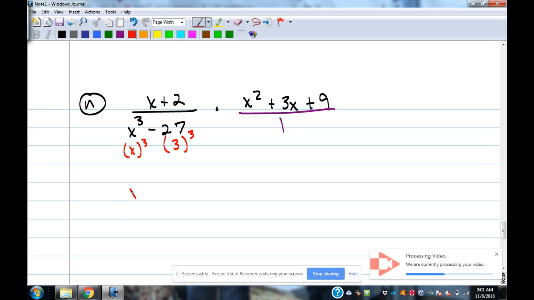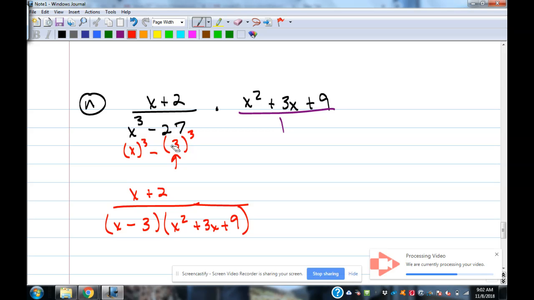So the factoring for that, I got x plus 2 on the top. On the bottom, I got short piece, long piece. What's the short piece? X minus 3, good job. Try again. 3x plus 9. What times 3 will give you 27? It's got to be 9. All right.